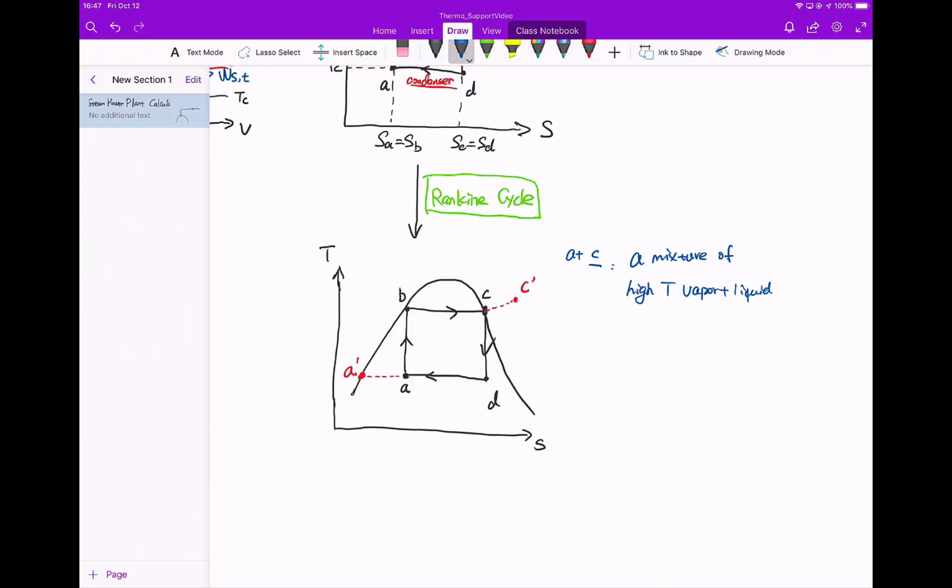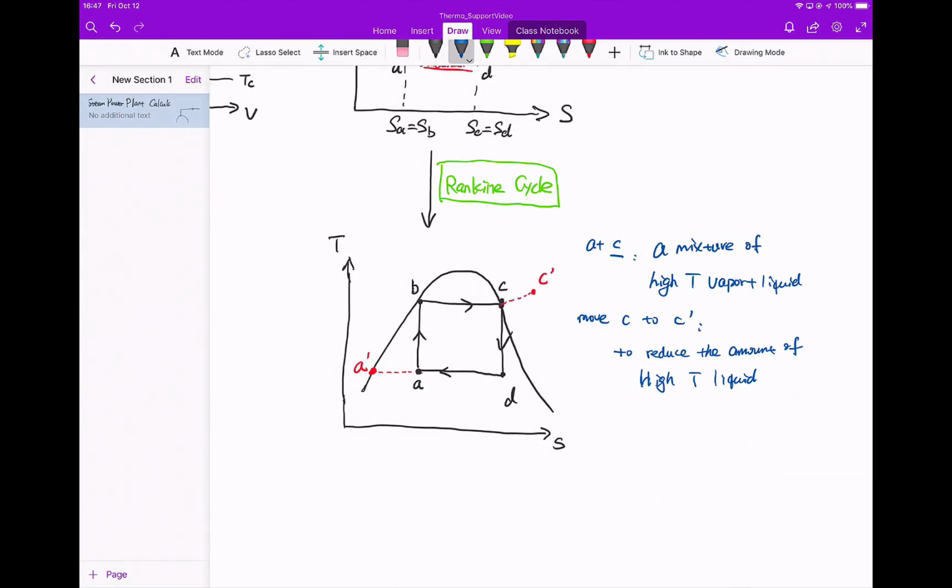So we try to move state C to C prime. The whole purpose is to reduce the amount of high temperature liquid. This is the purpose of making that change.